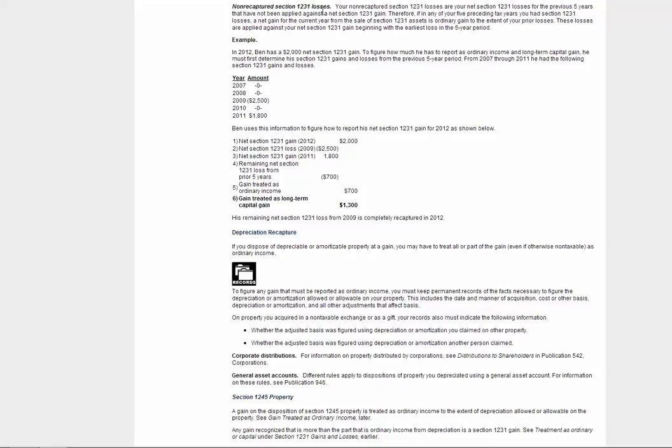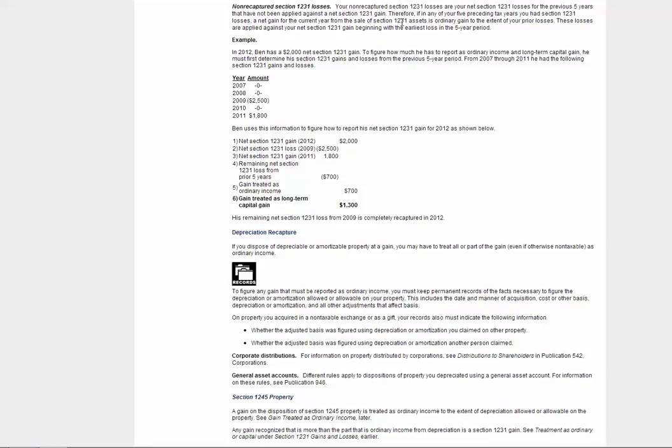Non-recaptured Section 1231 losses. My definition of it would be your penalty for getting the benefit of the capital gains rates. Or more to the point, getting to use your capital gain and getting ordinary loss for it, but then the following year you have capital gain property that this should have been netted against. So here we go. Your non-recaptured Section 1231 losses are your net Section 1231 losses for the previous 5 years that have not been applied against a net Section 1231 gain.